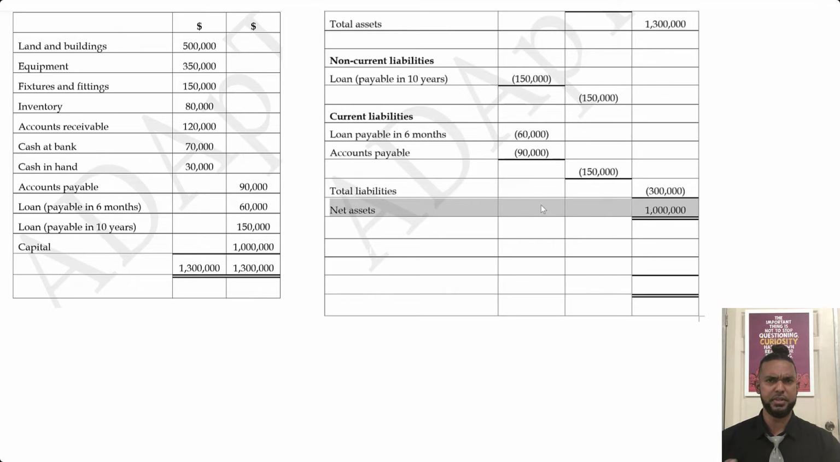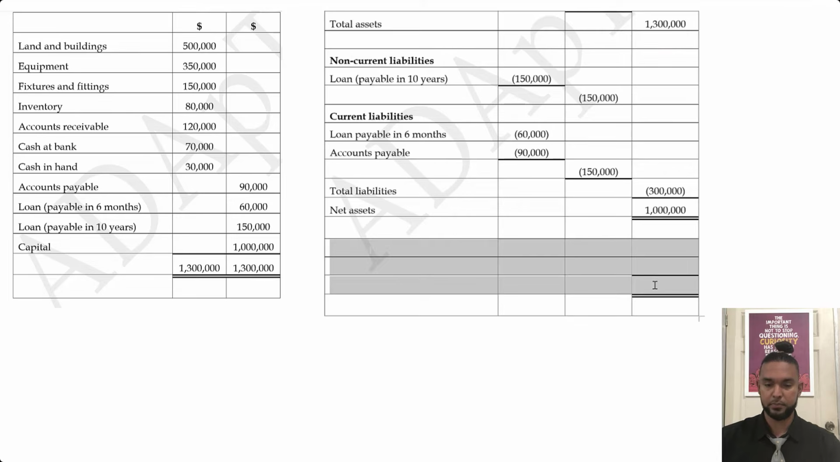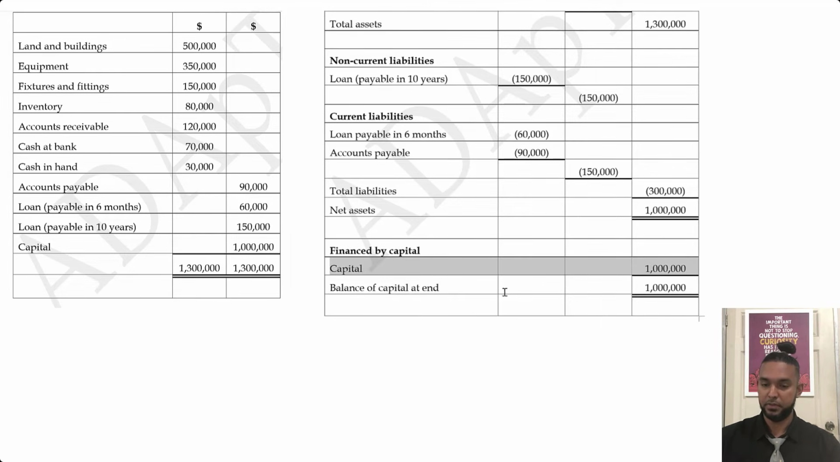And how were these assets financed? How was this net asset figure financed? Well, remember, the only other source of financing apart from liabilities is capital. So we're going to put that section down here, financed by capital, right? So the capital figure was 1 million, so it was just a plug-in figure, right? Now you're seeing my label saying balance of capital at end. You don't actually need that label, at least not right now. When we come to later videos, that label will be a bit more important.